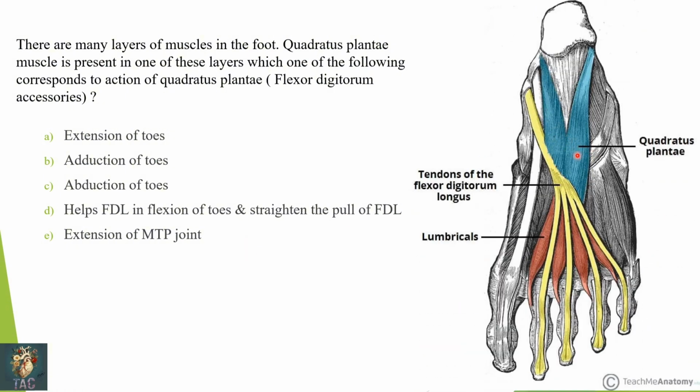So look at this diagram. This is the quadratus plantae, also called the flexor digitorum accessorius. It inserts into the tendon of the flexor digitorum longus so that it helps the flexor digitorum longus in flexion of the toes and straightens the pull of the flexor digitorum longus, and this is the answer to the question.